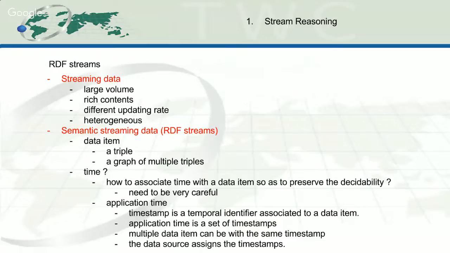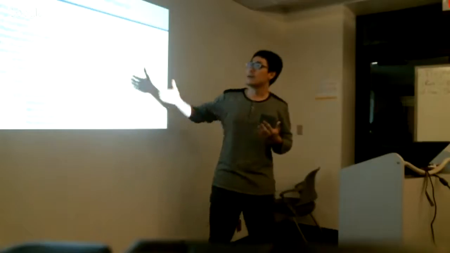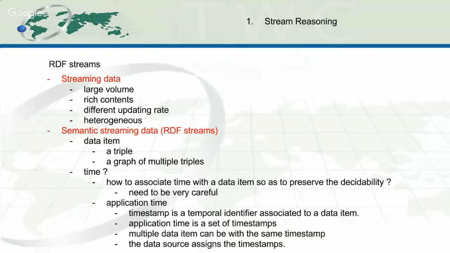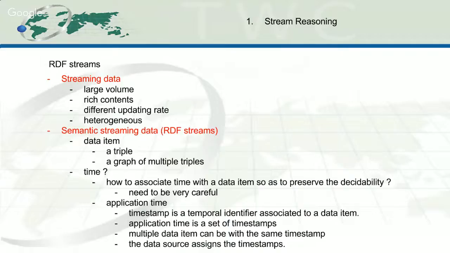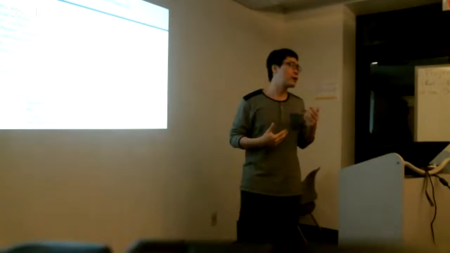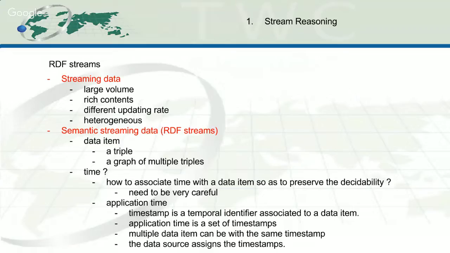We have static data, and static data can be modeled by RDF, which has logic and is machine-readable and understandable. But how about streaming data? During the past decades, the best practice of modeling data has concentrated mostly on static data. But streaming data features large volume, rich contents, different updating rates, and heterogeneity. The success of RDF on static data inspired people to extend RDF to model streaming data, and that is how semantic streaming data, also called RDF streams, came about.